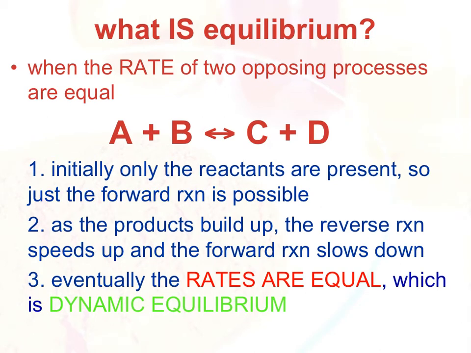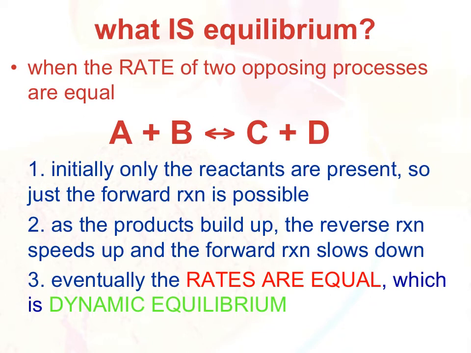So basically, if we look at a chemical reaction like the one here, there is the process of going from reactants to products. And notice that this arrow is indicating that we are also going from products to reactants. So there are two opposing processes that can actually occur.